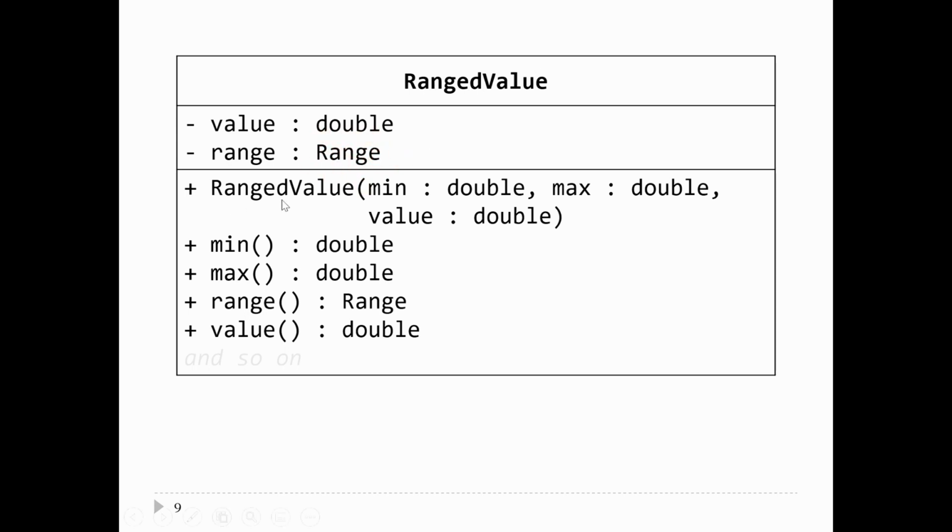Our RangedValue class has a constructor that takes in the minimum and maximum value of the range, and the value that should lie between the minimum and maximum value. You can ask for the minimum and maximum value. You can ask for the range object that represents the range, and the value, and so on and so forth. So this was an assignment from, I think, last term to implement this class.